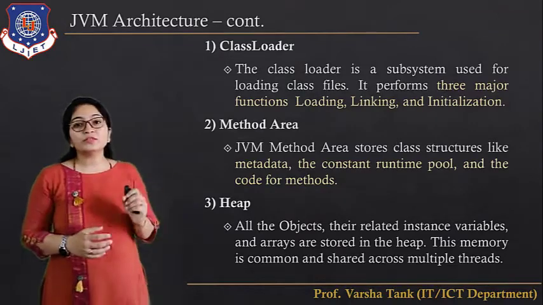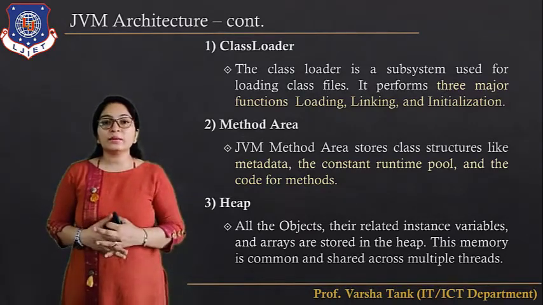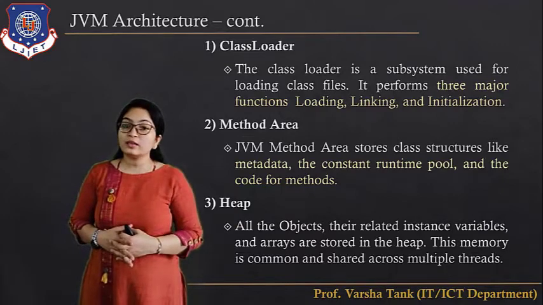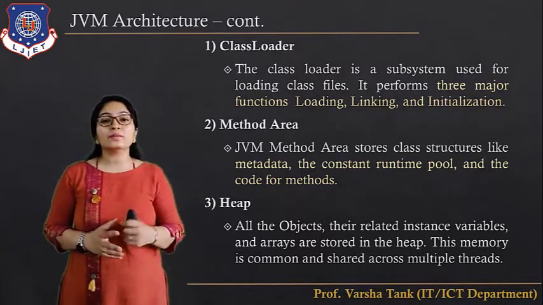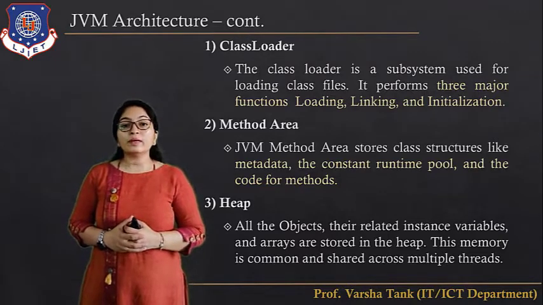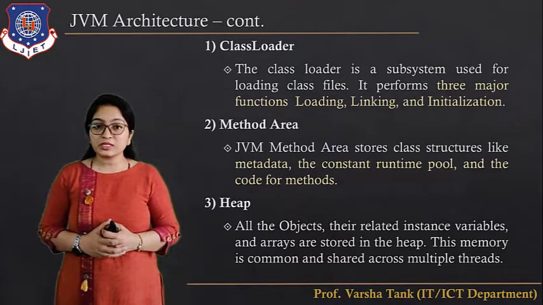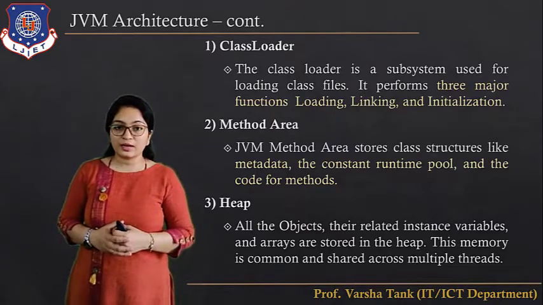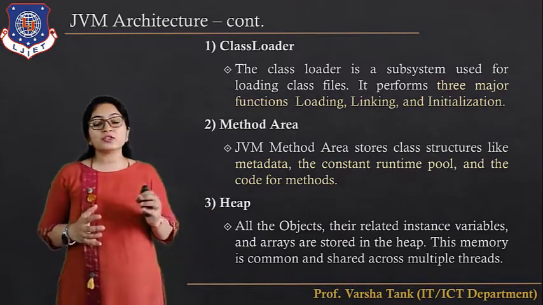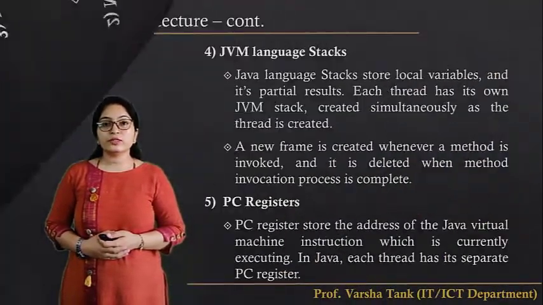Okay, so all the objects, their related instance variables and arrays are stored in the heap memory area. This memory is common and shared across multiple threads. So heap memory is shared among multiple threads, from where threads or processes can access the data. Okay, so heap storage is shared among the multiple threads.